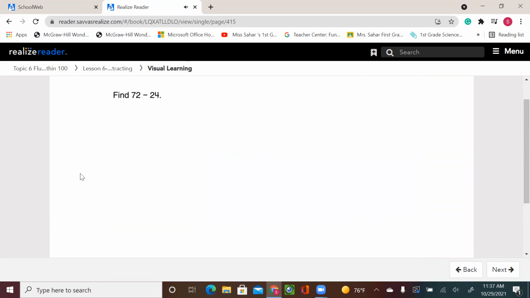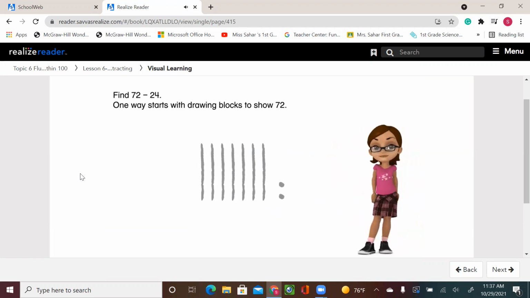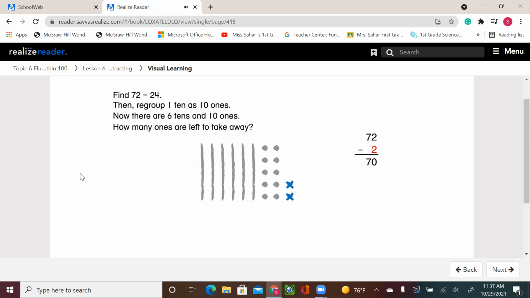Find 72 minus 24. One way starts with drawing blocks to show 72. Regroup and subtract. You can record partial differences. First, take away 2. There are 7 tens or 70 left. 72 minus 2 equals 70. Then regroup 1 ten as 10 ones. Now there are 6 tens and 10 ones. How many ones are left to take away?